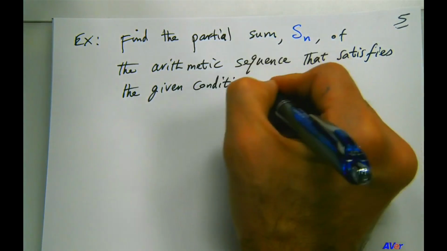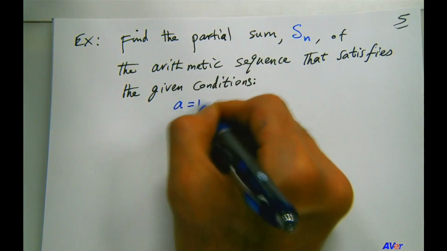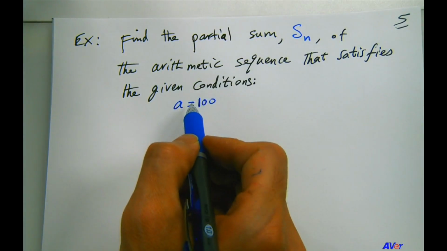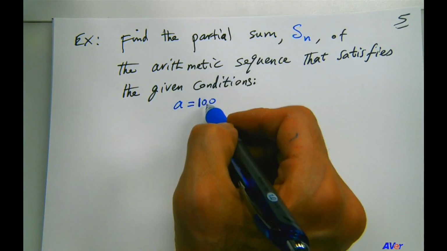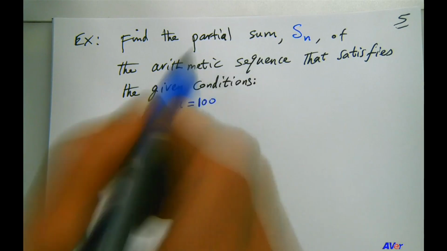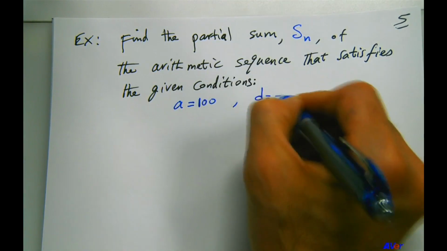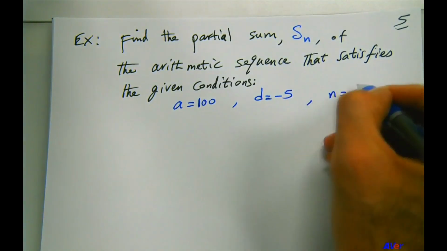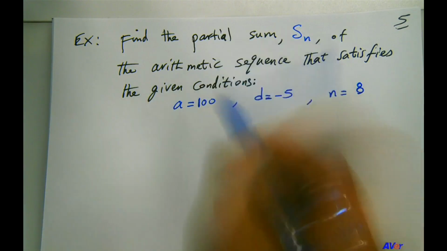So what are the given conditions? The given conditions are these. A is equal to 100. So that's the first digit, not in the sequence, in the chunk of numbers that we are adding. So that's the first digit in the partial sum, not in the sequence. So A is being given to us. And also D is being given to us as negative 5. And N is being given to us as 8. So we are adding 8 digits. That's what this is saying. Finding the partial sum for that.